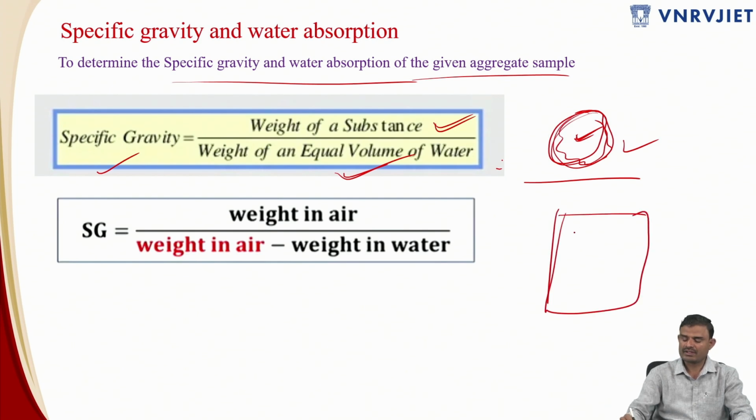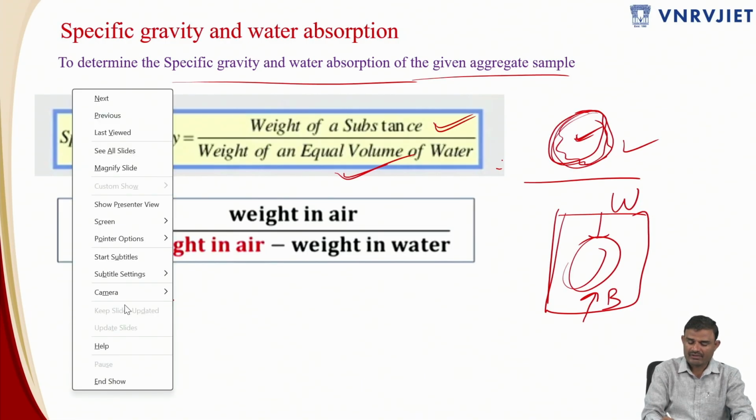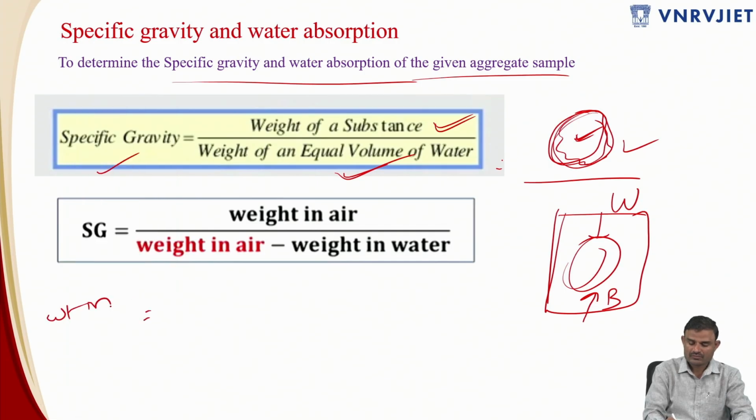So you have to take this in water. Take this aggregate particle here. The weight acting on the aggregate particle in the downward direction is the self weight of the aggregate, and there is a force acting on it in the upward direction, which is nothing but the buoyancy force. Therefore you can represent it as weight in water, which is equal to weight in air minus buoyancy force.